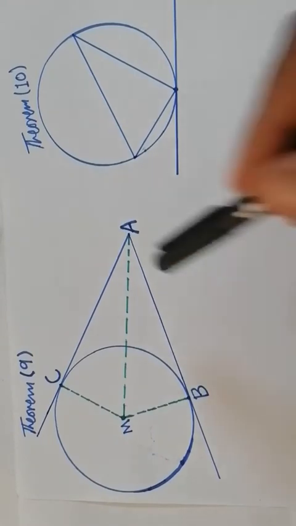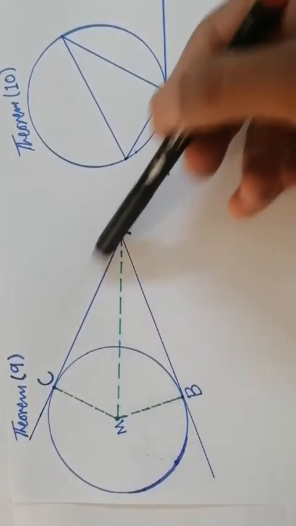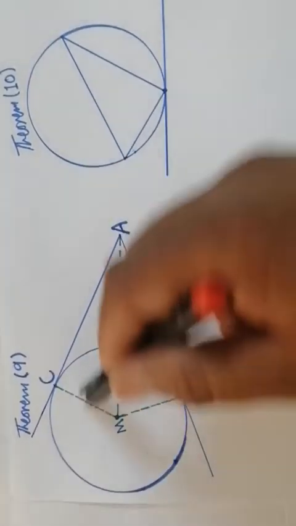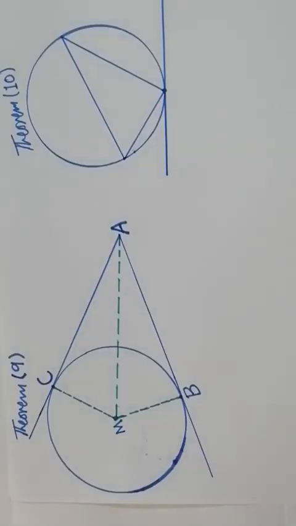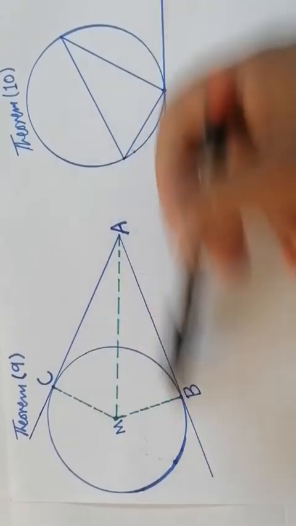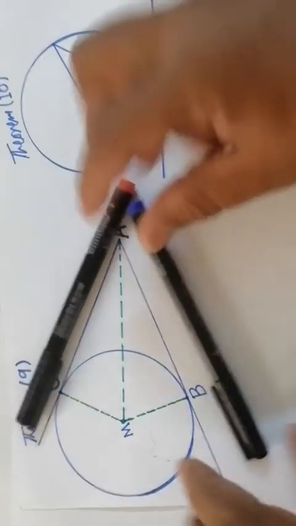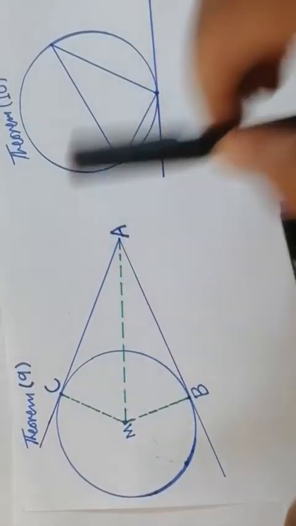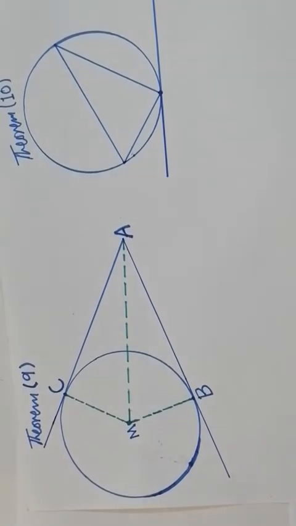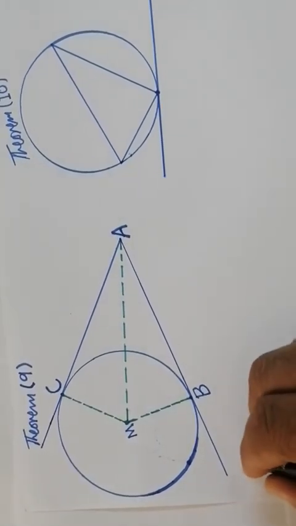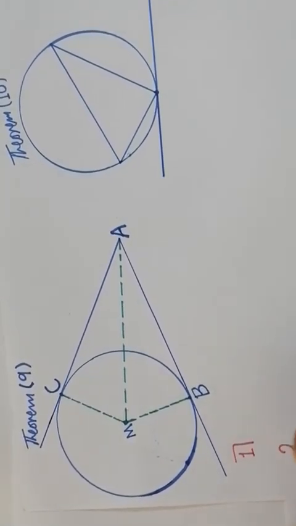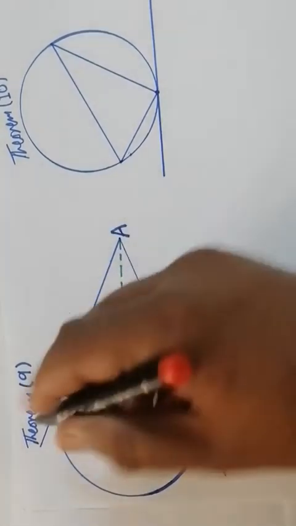It says if two tangents are drawn to a circle from a point outside it, what happens? Three things. Let us try to write them here. Number 1, number 2, and number 3. Number 1, the two tangents are equal.